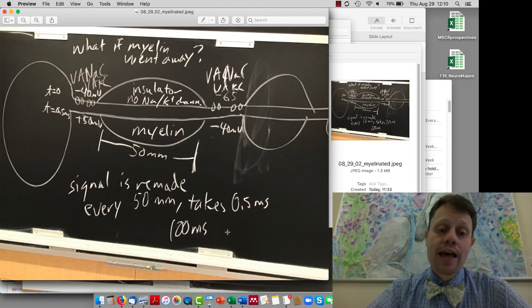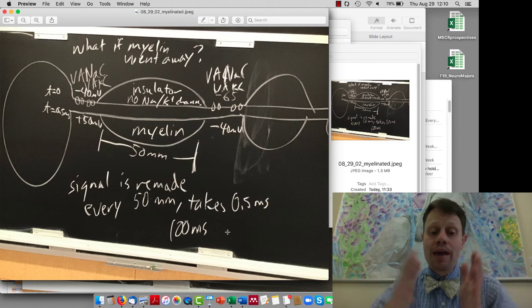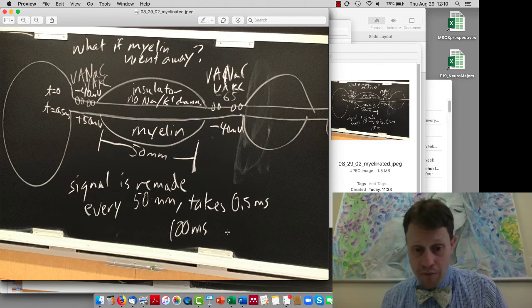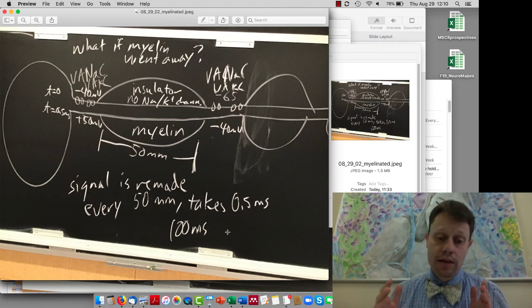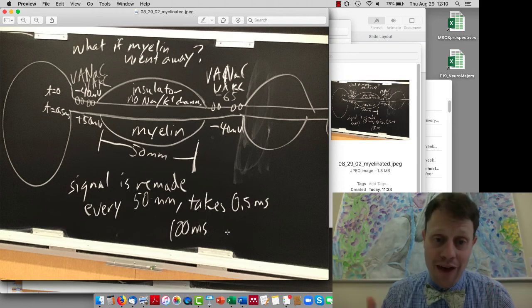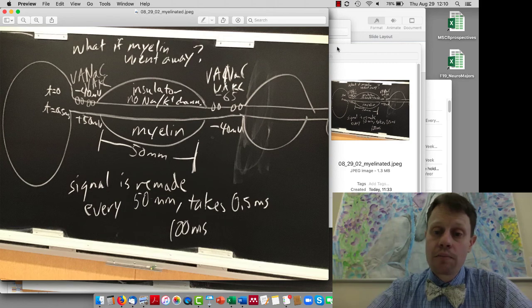And so what that means is that our signal, instead of being made every half millimeter, it's remade every 50 millimeters. And as a result of that, it's getting remade 100 times less often, and therefore traveling 100 times faster. So now the signals travel 100 meters per second.